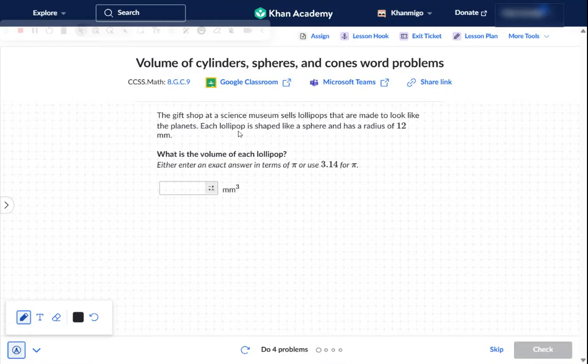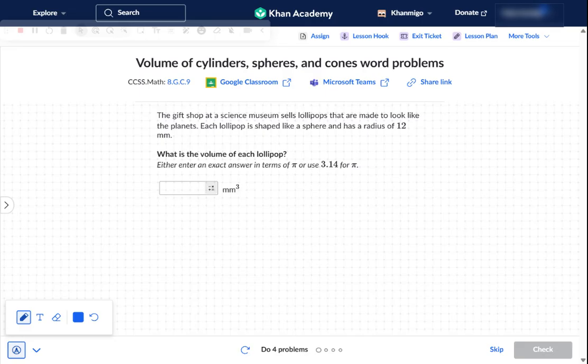The gift shop at a science museum sells lollipops that are made to look like the planets. That's actually so cute. My son would go crazy for one of those. He loves lollipops. Anyway, each lollipop is shaped like a sphere. It has a radius of 12 millimeters. I wonder how big 12 millimeters is. Hopefully it's small. Hopefully it is sugar-free if my son is getting one.